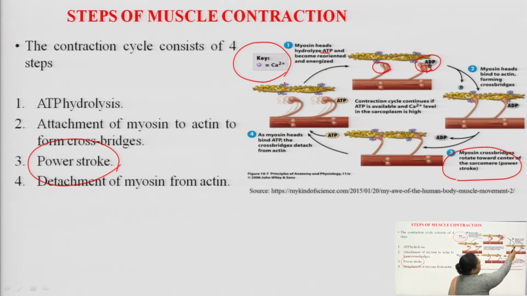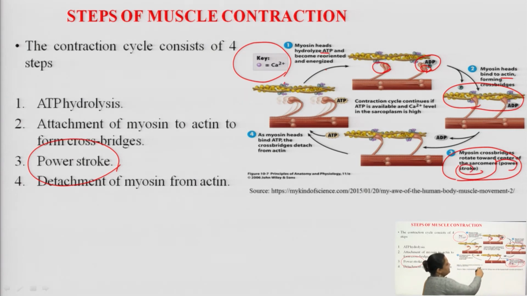In the second step, after phosphorylation, the myosin head is activated. Activated means it is now ready to make a cross bridge with the thin actin filament. The myosin head binds to the actin, forming the cross bridge. You will see here, this makes a good cross bridging structure. After this, the ADP gets released, and then the third step, known as the power stroke of skeletal muscle contraction: the myosin cross bridges rotate, change their configurational structure, and move towards the center of the sarcomere, and this step is known as the power stroke.